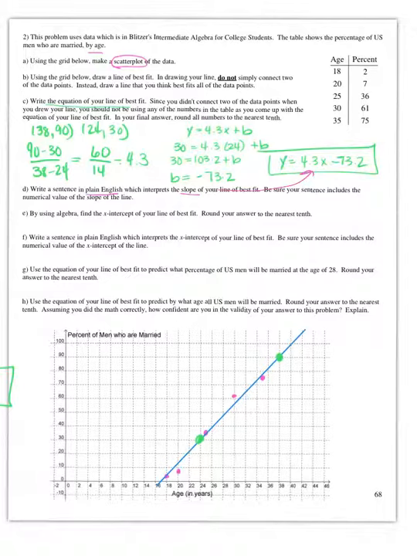Next, we're going to interpret our slope. Our slope is 4.3. And we're going to use our units to write a sentence. So for every 1 year increase in age, 4.3% of men get married. So your percentage of men who get married increases by 4.3% for each 1 year in age you increase.